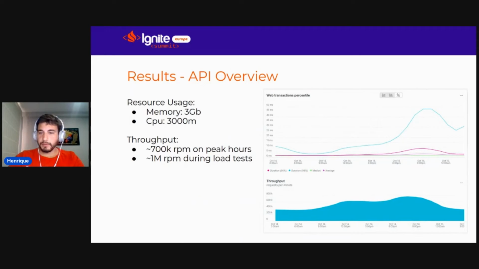This is an API overview. We reach up to 700,000 requests per minute on peak hours. We are a food delivery application, so we have peaks on dinner and lunch, basically. But we also have a load test that runs on the application, and we reach up to 1 million requests per minute during those load tests. As you can see here, response time is really low. It is really important for us, and this is why Apache Ignite has been used by us for a very long time. It's very efficient, it scales very well, and it fits perfectly for this architecture that we proposed.